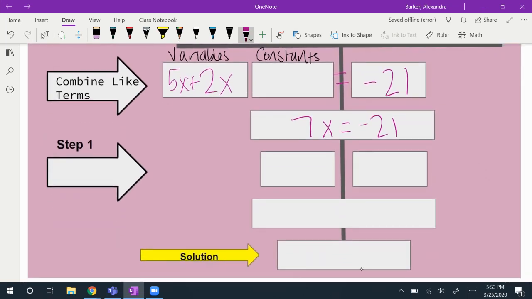The step that I'm going to do is just to get this x by itself. I have to get the 7 away from the x. So the way that I do that is I do the opposite of multiplication, and the opposite of multiplication is division. So I'm going to divide by 7 over here. That turns that into 1. And whatever I do to one side, I have to do to the other side. So then I do negative 21 divided by 7, and that should have ended you with negative 3. So the solution is x equals negative 3.